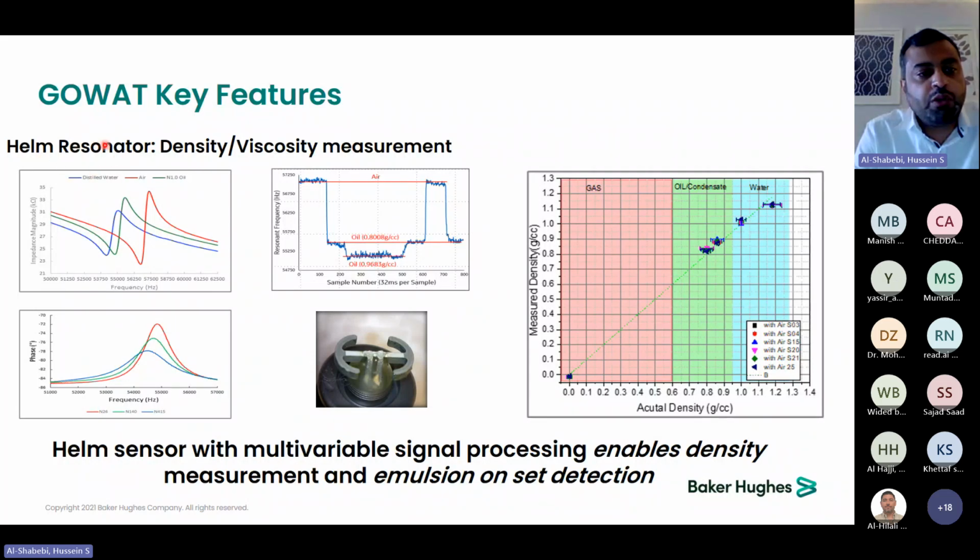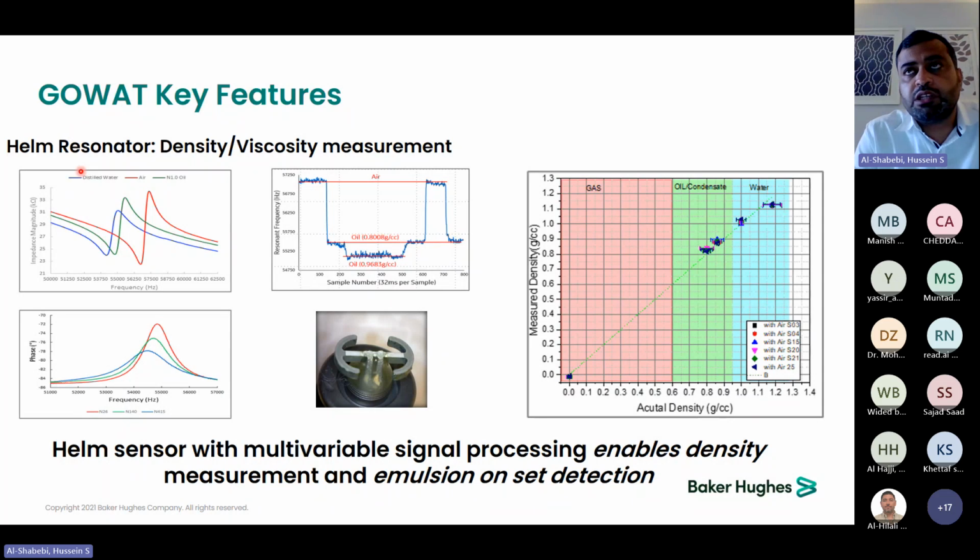So basically, what we are trying to achieve from the piezo helm resonator is to overcome the resistance limitation. As you know, the resistance is easy to get blinded, and when the velocity is very high because of the small bubbles, you can miss some of these bubbles, especially in mixed flow. So we are trying to get density and viscosity from these measurements to overcome these challenges, and also it will help us in the emulsion.